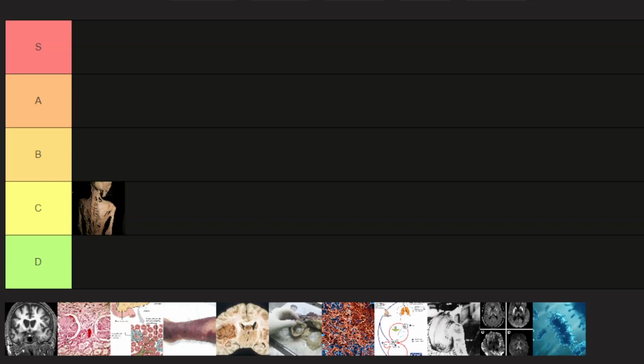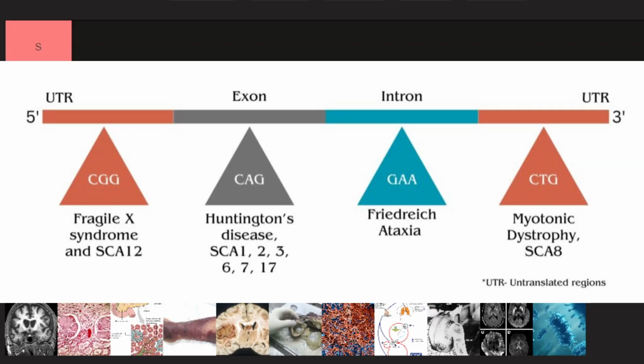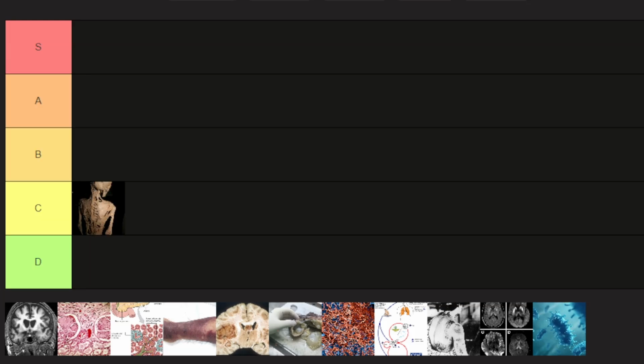Up next, Huntington's disease. It is an autosomal dominant neurodegenerative disorder. Some describe Huntington's disease as having Parkinson's and Alzheimer's at the same time. Quite a fast neurodegenerative disease, and it is caused by a CAG trinucleotide repeat expansion in the HTT gene on chromosome 4. Normal humans have 10 to 35 repeats, but in Huntington's there are 36 or more.